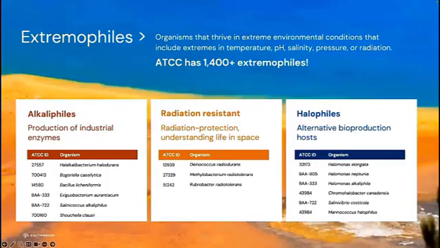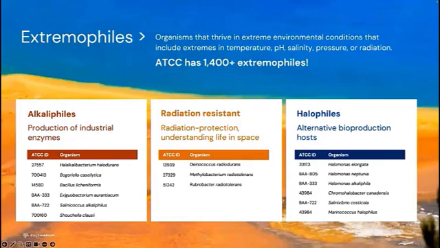For the purpose of this talk, I'm going to focus on a group of organisms, extremophiles. These are organisms that thrive in extreme environment conditions that include pH, salinity, or radiation. In general, these organisms are not well studied because they are not easy to grow in the lab, and sometimes it's difficult to replicate their native conditions. But they have great potential for many, many applications. And ATCC has many extremophiles to explore in their collection.